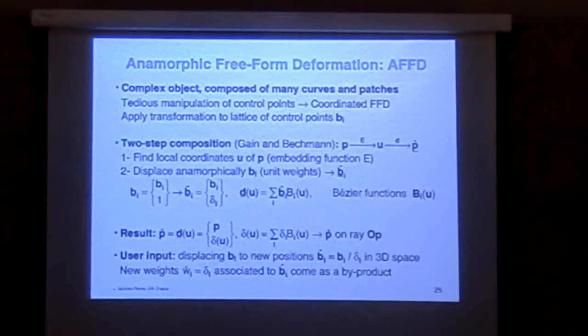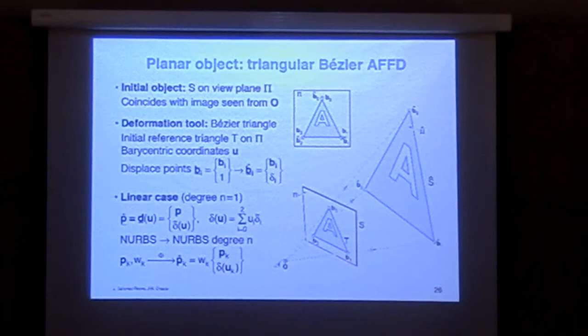Mathematically, it's just a change of coordinates plus deformation. The only thing you have to do is use the same equation, but instead of deforming directly your control points or the surface, you deform the control points of a volume. When you have a point, what you get is a radial dilation of this point depending on its local coordinate u with respect to the volume, and you have different deformations depending on the location with respect to the volume. Once again, the user input is just moving the control points of the lattice of the deformation volume in those directions.